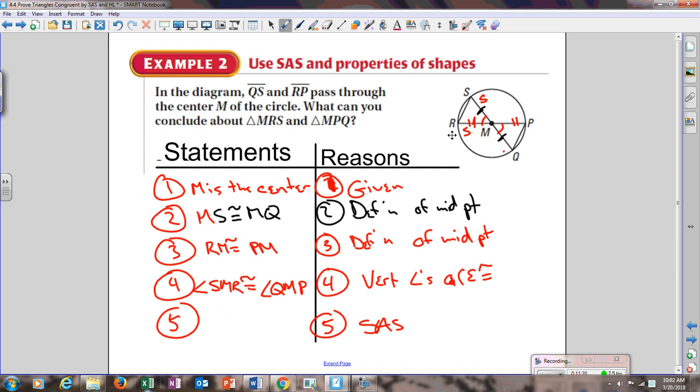Now we have side angle side, so it's the last statement. Oops. Struggling today. Triangle MRS is congruent to triangle MPQ. By side angle side.